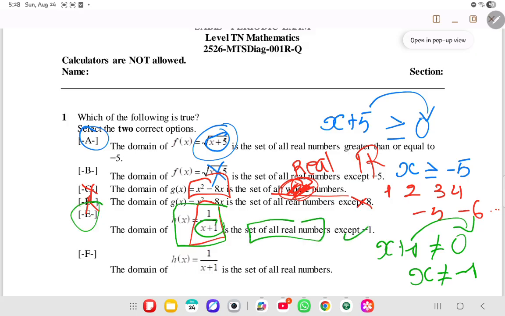Why? Because if you put minus 1, minus 1 plus 1 will give us 0, and we do not need 0 in our denominator, because if you put any number over 0, you're going to get the answer as infinity, as we will learn later on. But definitely we don't need to use it now. That's why we cannot have 0 in our denominator. In that case, F is wrong. So that's it for question number 1.